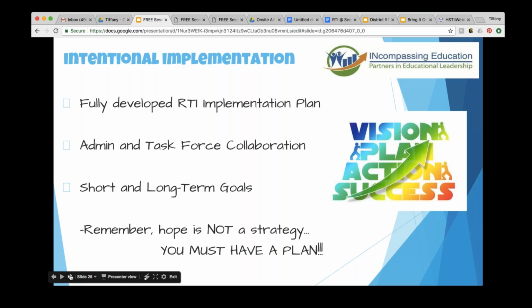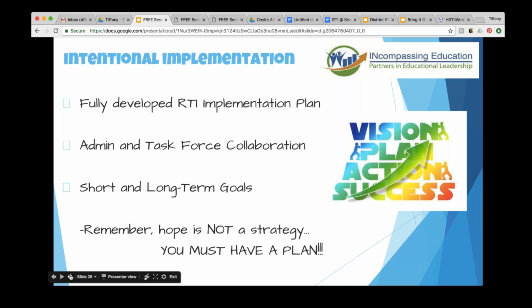Now let's talk about intentional implementation. You want to make sure that you have fully developed an RTI implementation plan. Remember, this is not the time for you to fly by the seat of your pants when it comes to your implementation plans for your particular building. You want to think through every single thing. You want to make sure that no detail has been overlooked for your particular students. You also want to make sure that your administrators and your task force are collaborating and making these decisions together as you're working through this initial implementation phase.